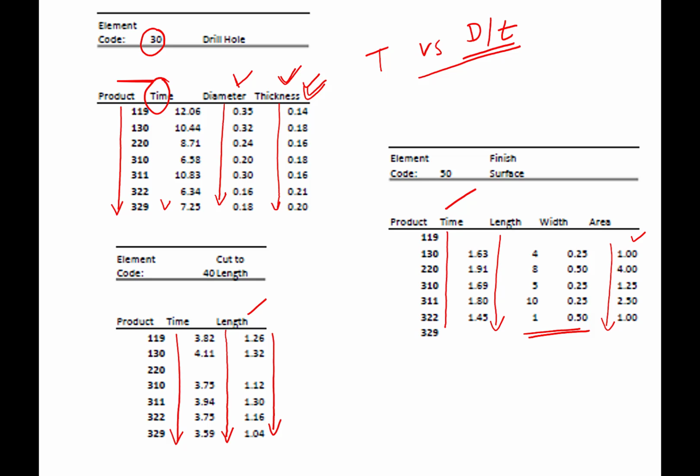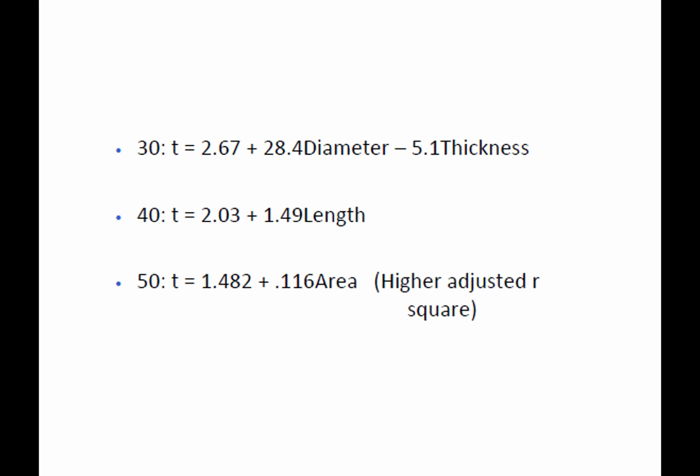So from these data sets, now develop the regression equation so that we can extract the time for any other job having a little different diameter in the same range for which the studies have been made, or for which the data has been used for the analysis. Say, so for the element when the hole was being drilled, for element 30, the time regression analysis gives us the coefficient 2.6 and the diameter 28.4 into the diameter minus this 5.1 thickness. This is the kind of the regression analysis equation.